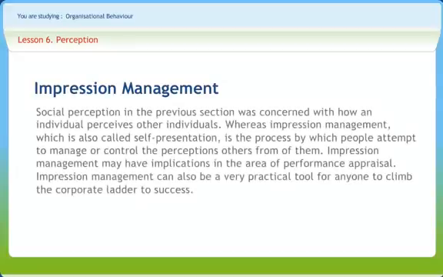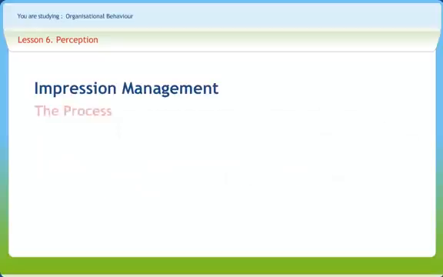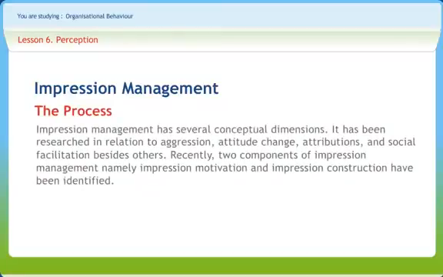Social perception in the previous section was concerned with how an individual perceives other individuals, whereas impression management, which is also called self-presentation, is the process by which people attempt to manage or control the perception of others. Impression management has several conceptual dimensions. It has been researched in relation to aggression, attitude change, attribution, and social facilitation, besides others. Recently, two components of impression management, namely impression motivation and impression construction, have been identified.